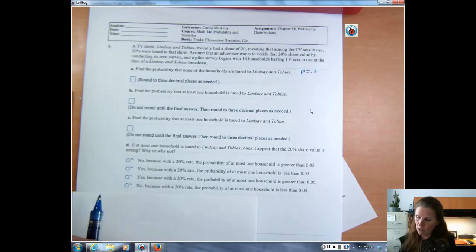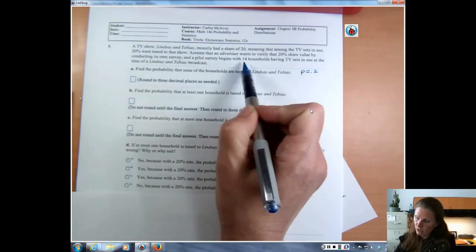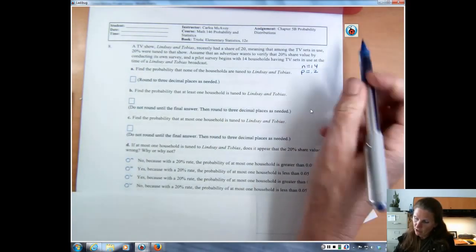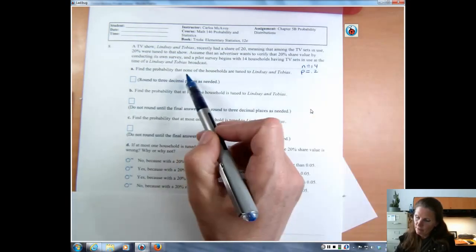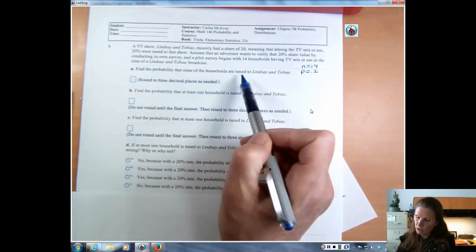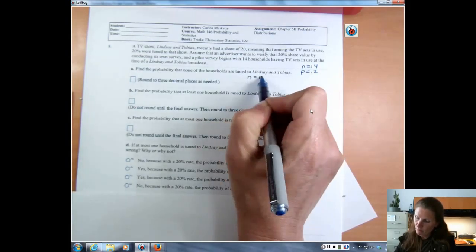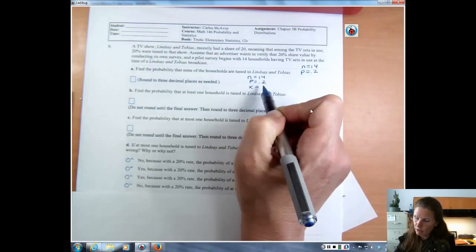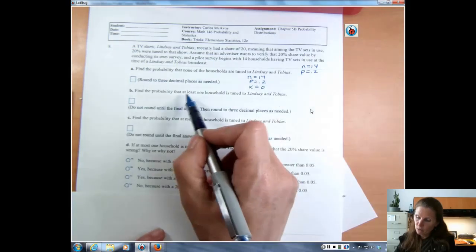So you want to make sure you have the share that you think you do before you spend a ton of money advertising. Okay, a pilot survey begins with 14 households having TV sets in use at the time of Lindsay and Tobias. Find the probability that none of the households are tuned to Lindsay and Tobias. None of them are tuned there. So that's N equals 14. How many successes do we want here? We want 0 successes.